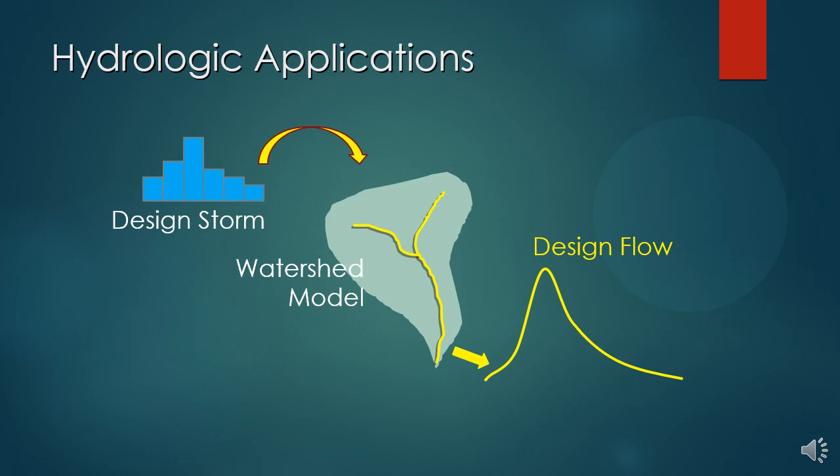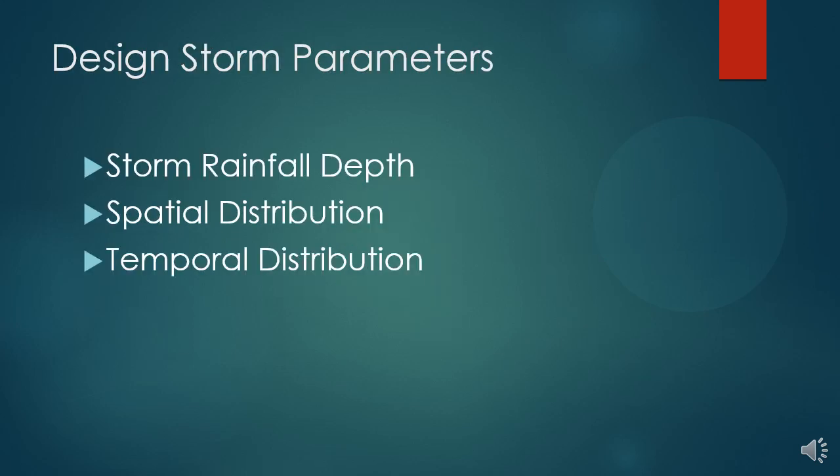The design storm includes specific parameters. We have to understand how much rain actually fell, how it was distributed over space, and how it was distributed in time.